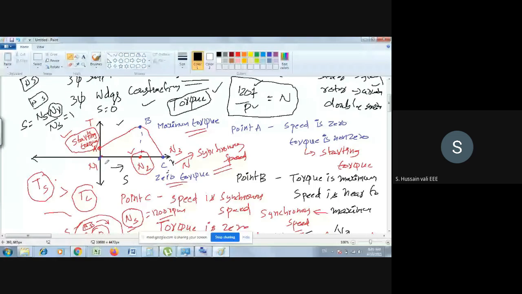Here the slip is 1, here the slip is 0. As the slip decreases, the speed increases. Initially the slip is maximum because the rotor speed is 0, so Nr will be 0 and Ns by Ns is 1. Now you go on decreasing the slip, and at one point the slip becomes 0. So for the x-axis you can take either speed increasing in this direction, or slip increasing in this direction. Both kinds of axes you will find in several documents.